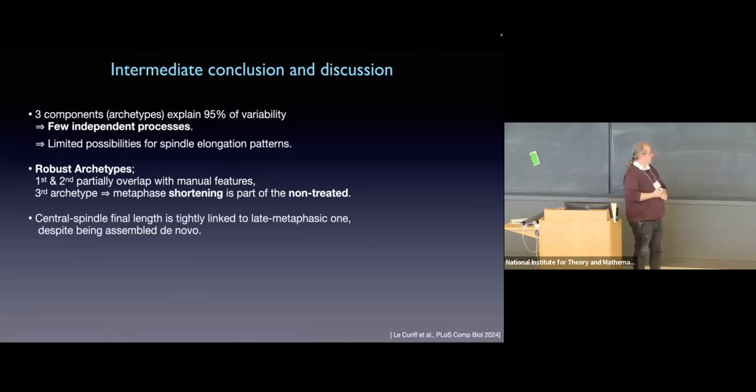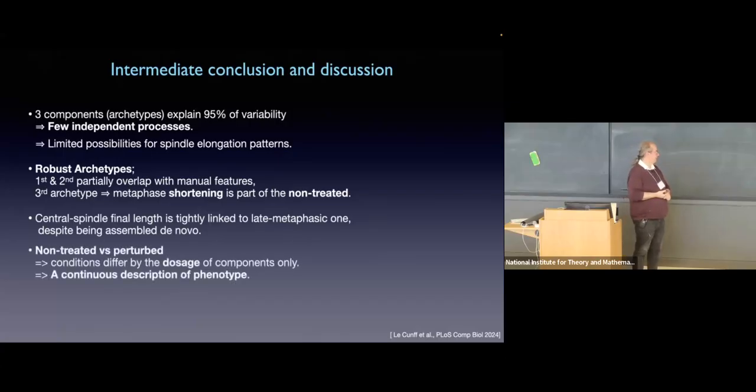There is this part of the central spindle, which has its length determined already in the late metaphase, very early anaphase, even if it's assembled de novo. We have this non-treated versus perturbed embryo, and this is an idea that I like because it suggests that the phenotype is not all or nothing. We can have a continuous description.